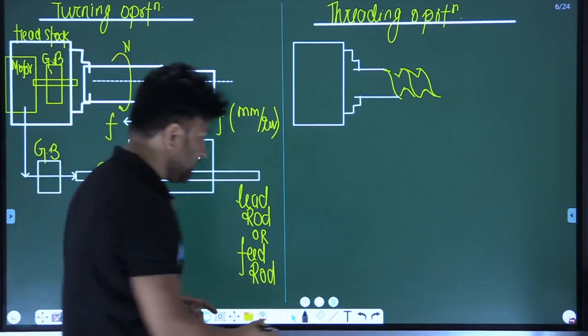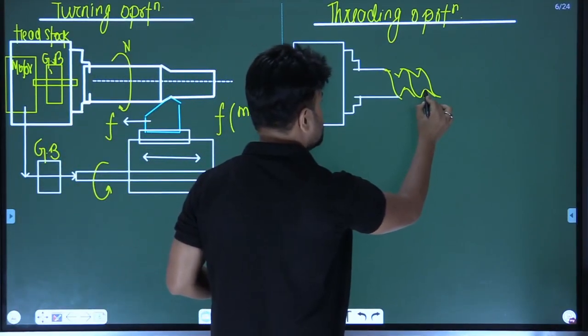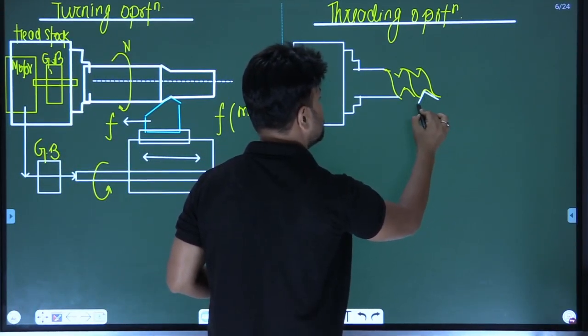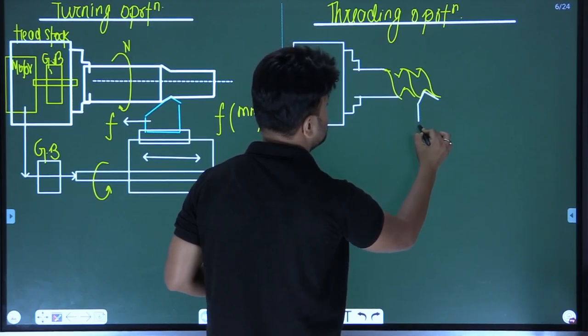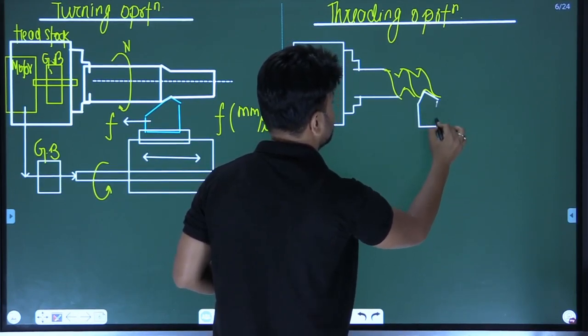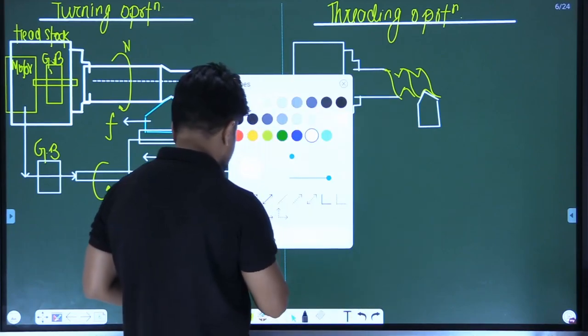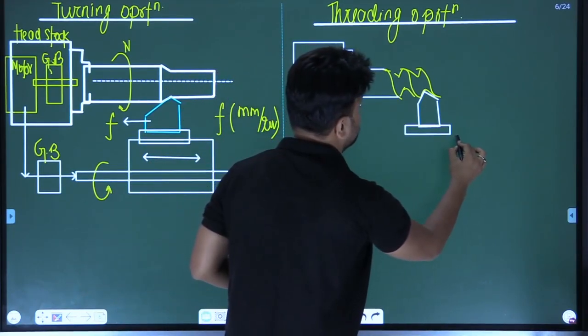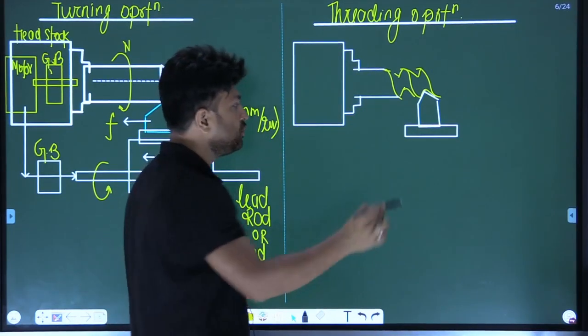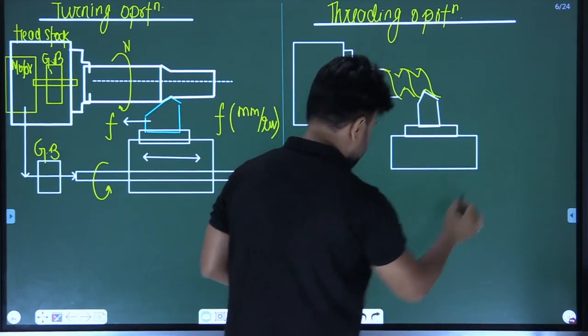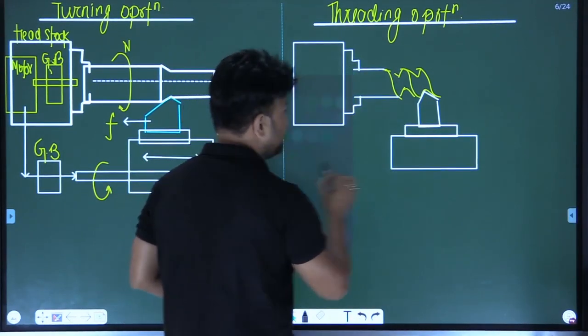This type of thread I want to cut. Here the tool comes in contact with the workpiece like this. Now here the tool is mounted on where? Here the tool is again mounted on a tool post, and the tool post is mounted on where? On the carriage. Simple. And the carriage will do a linear motion.